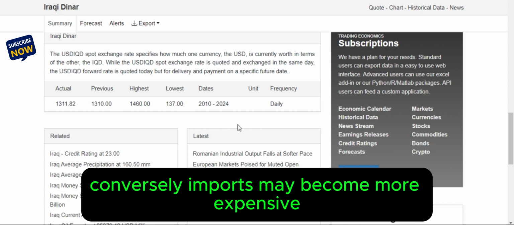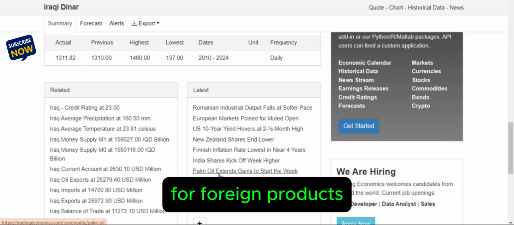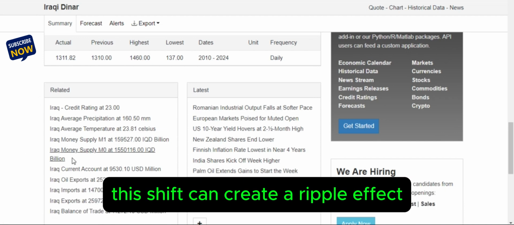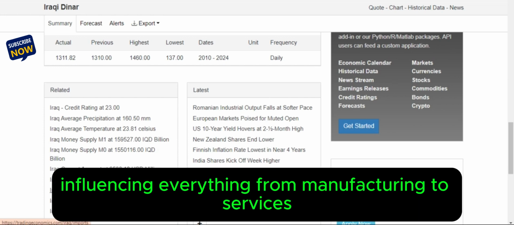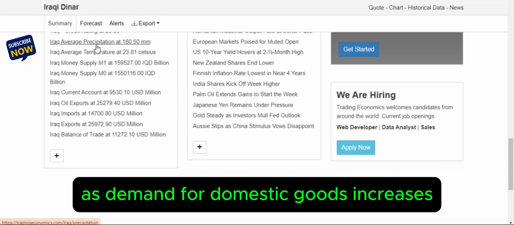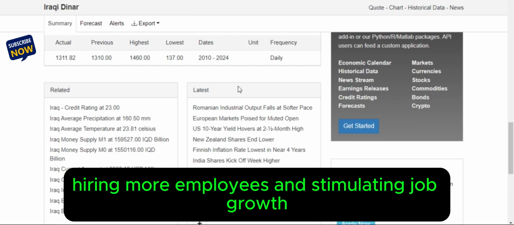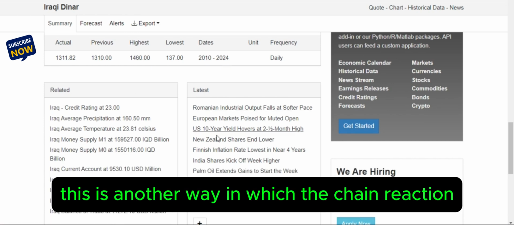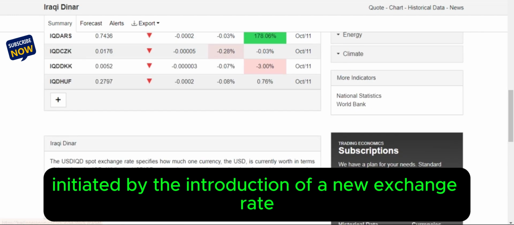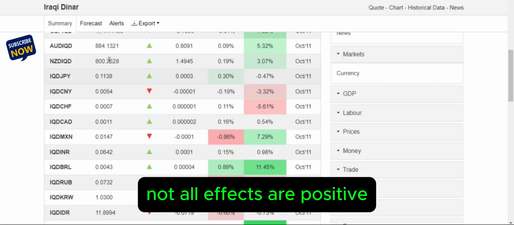Conversely, imports may become more expensive, leading to a decline in consumer demand for foreign products. This shift can create a ripple effect throughout the economy, influencing everything from manufacturing to services. As demand for domestic goods increases, companies may ramp up production, hiring more employees and stimulating job growth. This is another way in which the chain reaction initiated by the introduction of a new exchange rate can positively impact the economy. However, not all effects are positive.